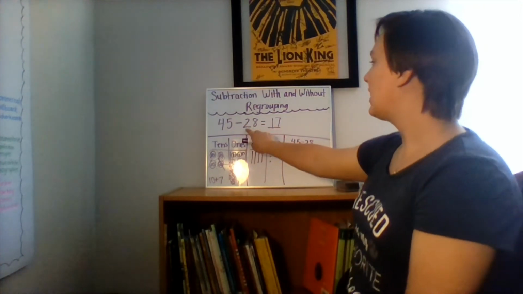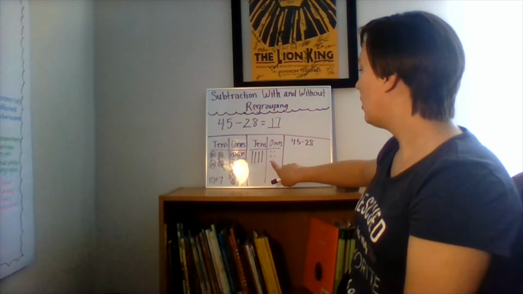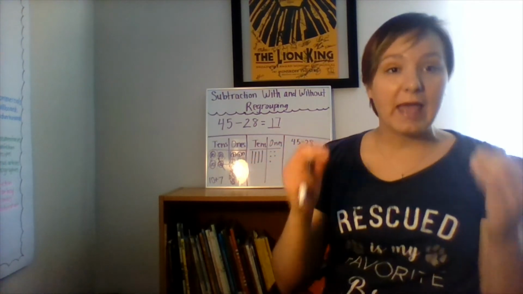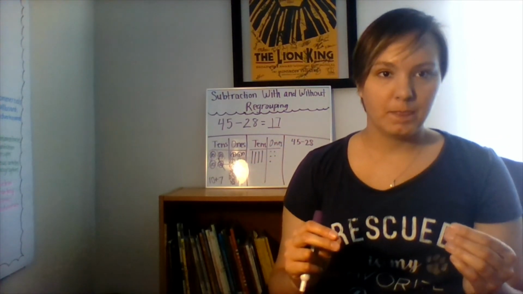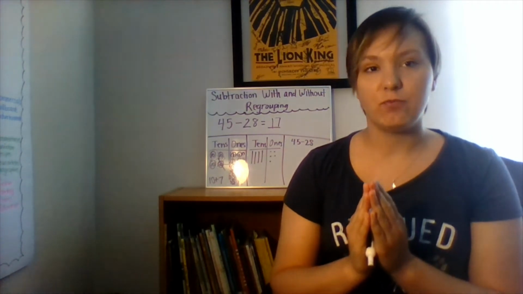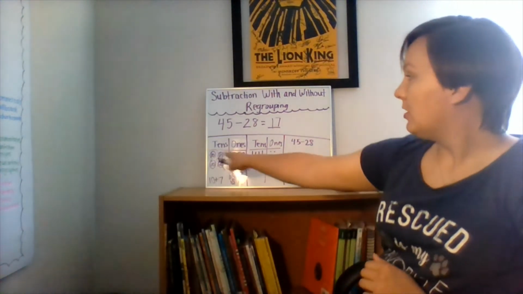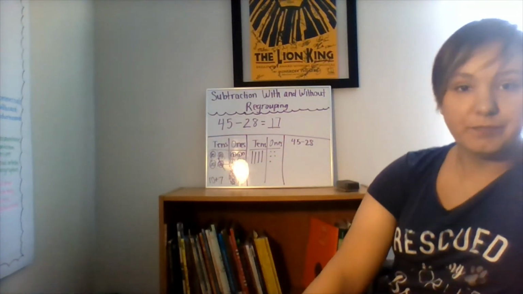Now I need to subtract 28 from 45. Starting with the ones, I need to take 8 ones away from 5 ones. Do I have enough ones to give? No. What do I need to do to make sure I have enough ones? Look here. What did I have to do?